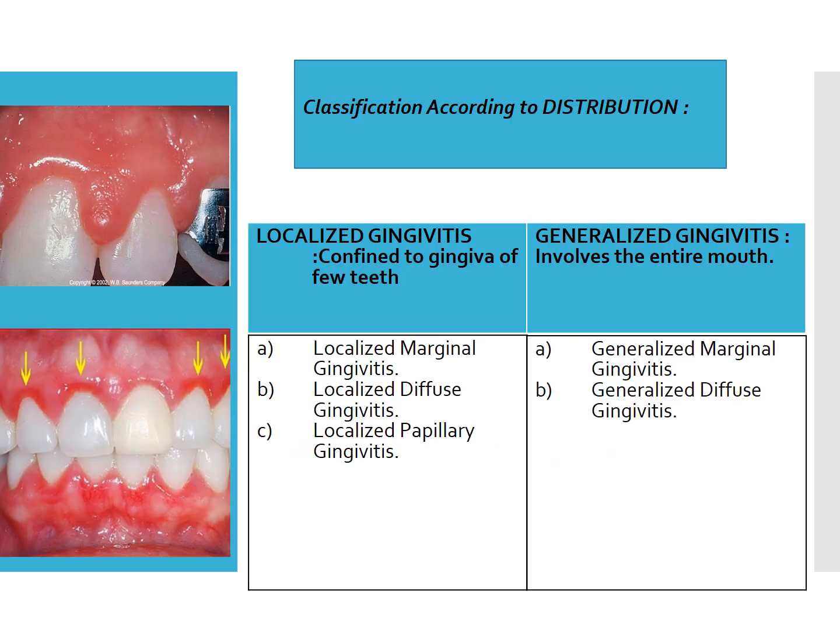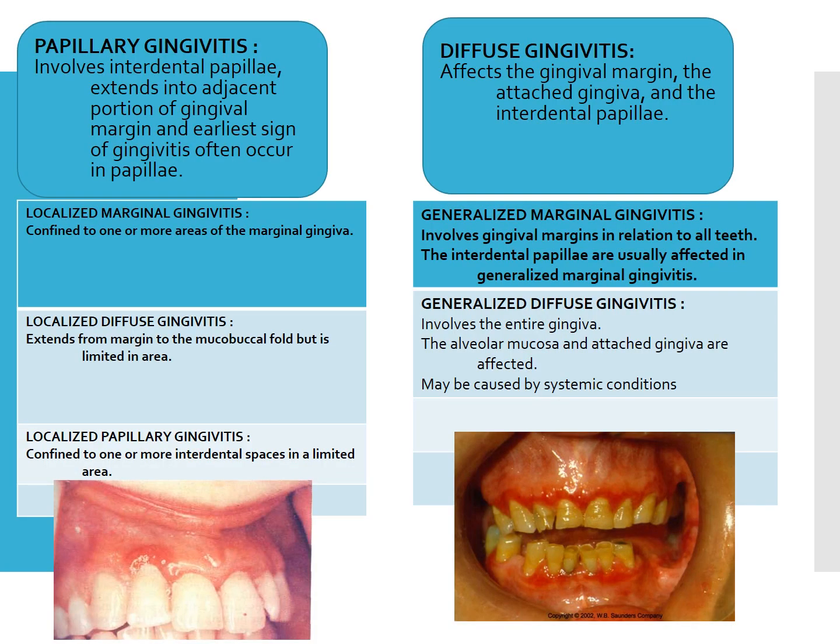Coming to the classification according to distribution, it can be localized or generalized. If a few teeth are involved, that is less than 30 percent, it is localized. If it involves the entire mouth, it is called generalized. According to the areas involved, it is also divided into marginal, papillary, or diffuse. It can be localized marginal, localized diffuse, or localized papillary, and generalized marginal or generalized diffuse. Localized papillary means it involves the interdental papilla of some of the teeth.